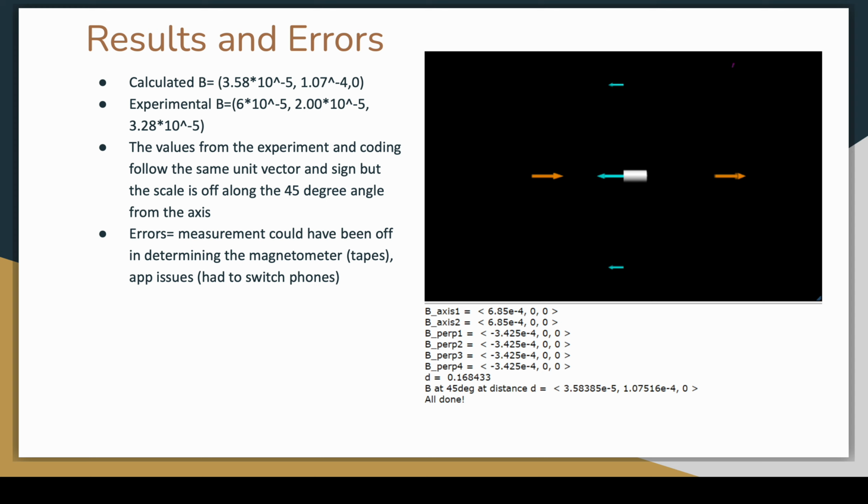Now, the errors in this experiment were that the measurements could have been off in determining the magnetometer position with the tapes, and app issues with the phones, because we had to switch phones.